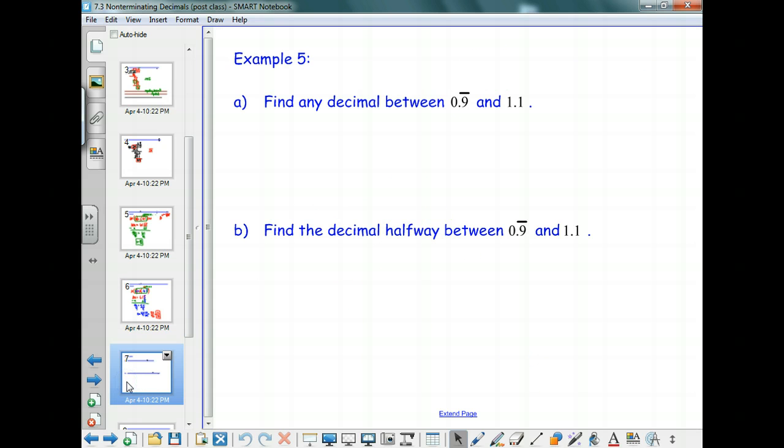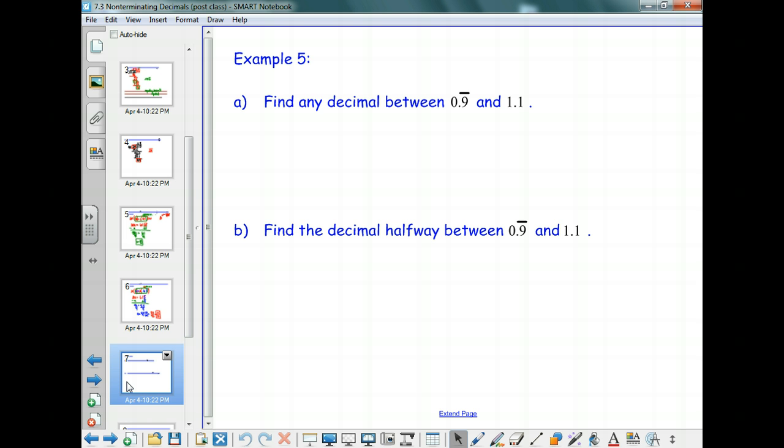And so we're going to take a look at finding a decimal between 0.9 repeating and 1.1. So one way that you could handle this is you could take that 0.9 repeating and turn it back into a fraction, or figure out what that number looks like in a non-repeating form. That's one way to handle it. The other way to handle it is what I'm going to actually show you.